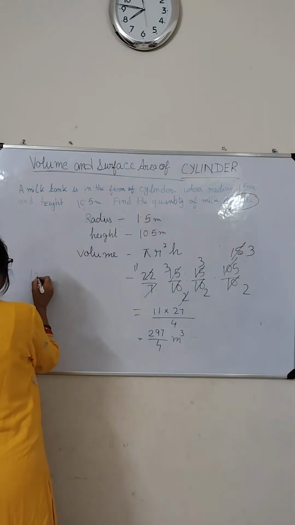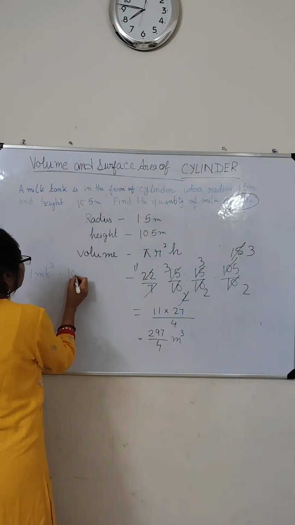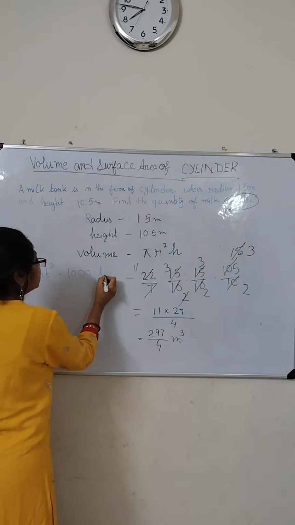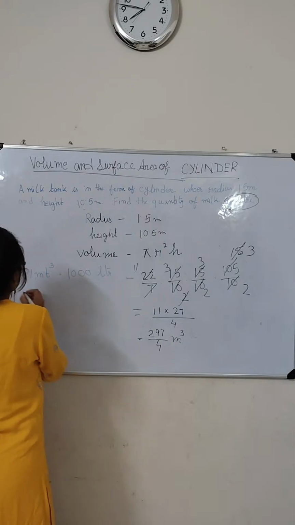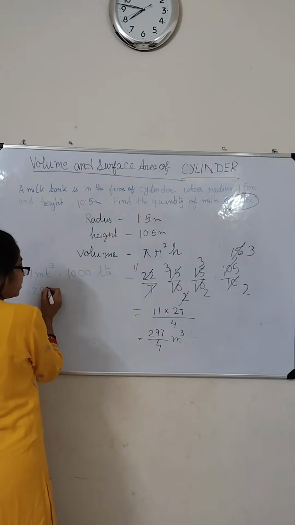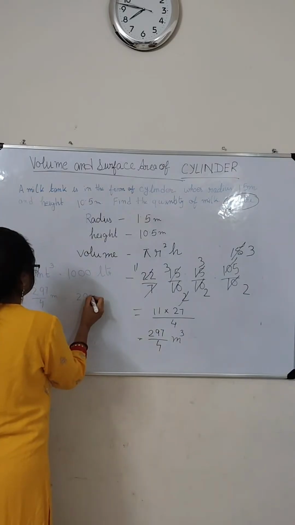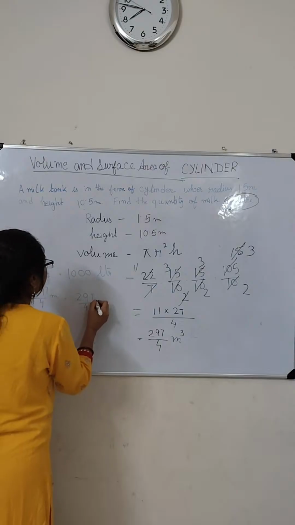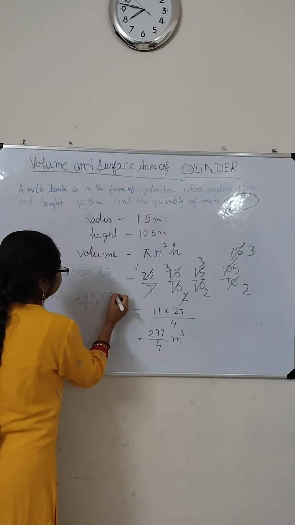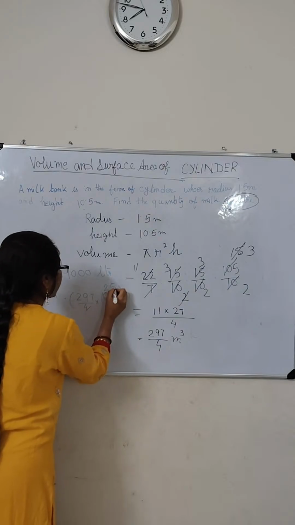1 meter cube equal to 1000 liter. So 297 by 4 meter cube equal to 297 by 4 into 1000 liter. It is 25.